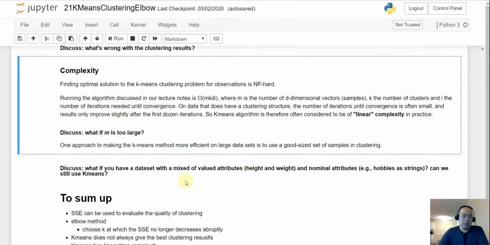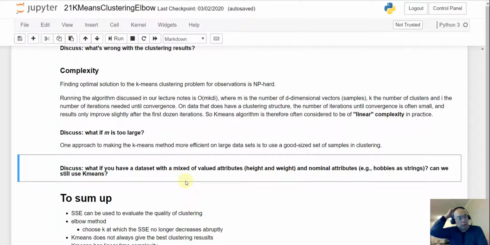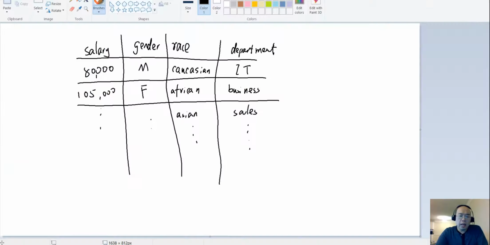Okay, so the next one is a very interesting question. What if you have a dataset with mixed attributes, such as height and weight, and then nominal features, like strings? Can we still use k-means? Let me give you another example.